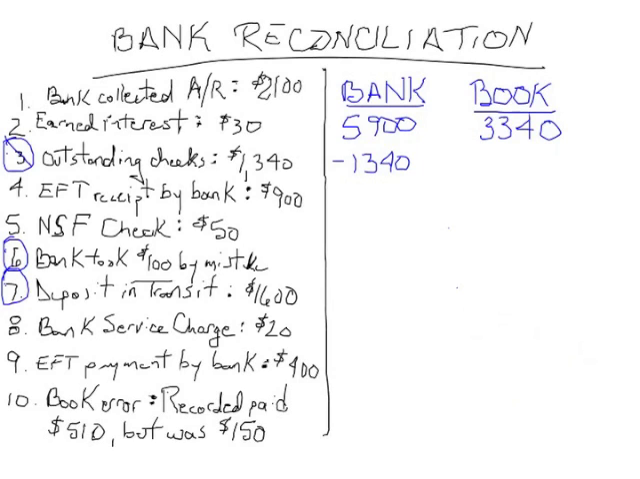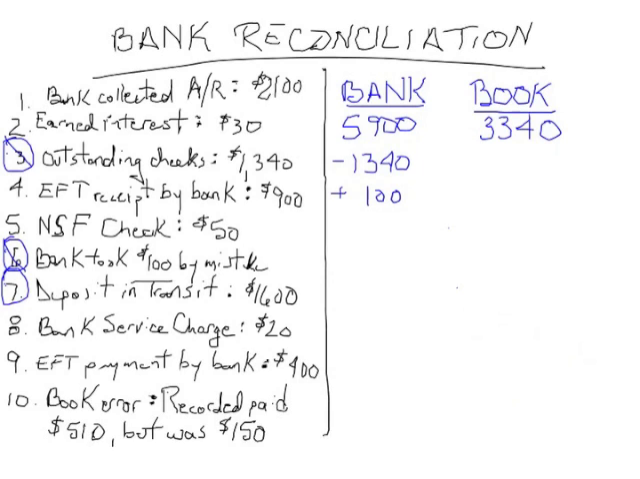Done. Number 6, the bank took $100 from our account by mistake. Well, that means the balance they're showing is $100 too low. That wasn't supposed to come from our account. So we get to add that back in to be the correct balance. And then cross that out.